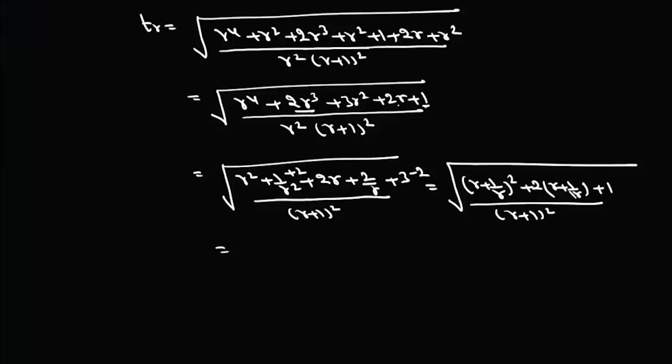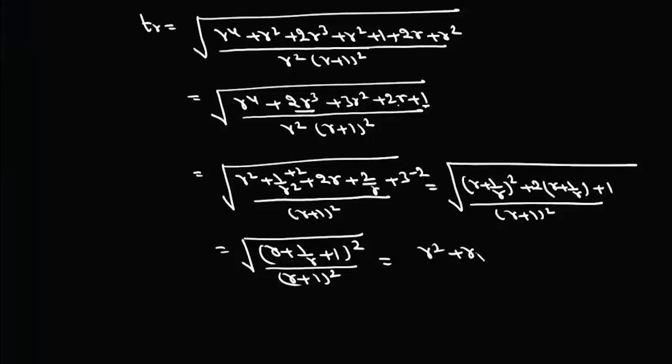Now this is nothing but a square plus b square plus 2ab, which is a plus b whole square. So it will be under root of (r plus 1 upon r plus 1) whole square upon r plus 1 square. So it will be simply (r square plus r plus 1) upon r into r plus 1. Now we can write this tr as 1 plus 1 upon r minus 1 upon r plus 1. So we have simplified this term as 1 plus 1 upon r minus 1 upon r plus 1.